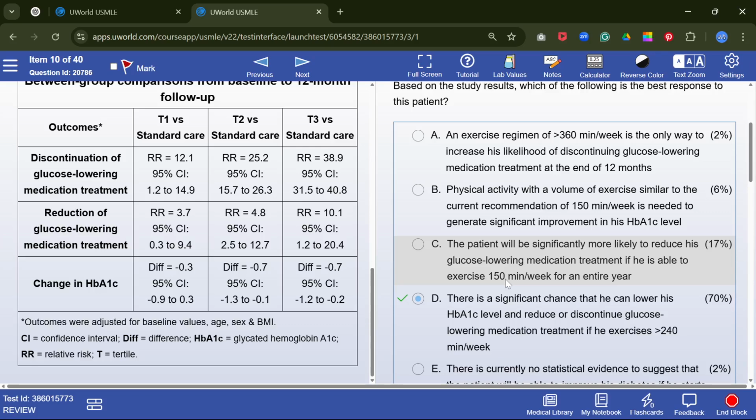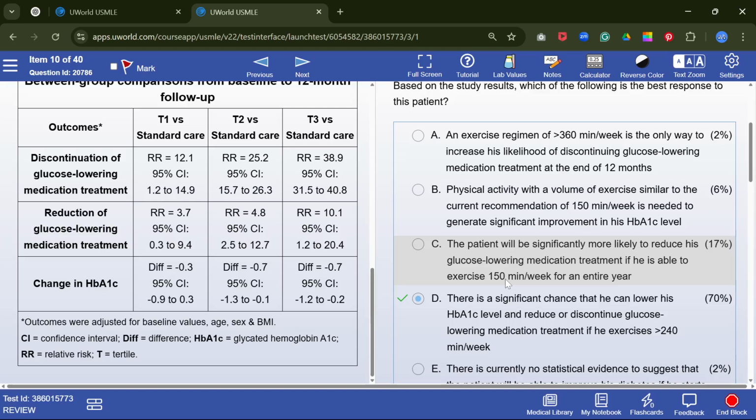3.7 is included in the confidence interval. Does it include one? No. Yes, 3.7 is included in 0.3 to 9.4. Now the confidence interval includes one, so that's not a good confidence interval. So this is not statistically significant. But you said the answer choice is telling you that this is good, so that's why this answer choice is wrong.